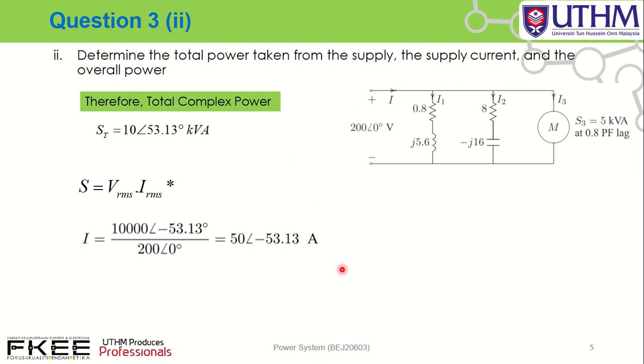The next question is to determine the total power factor seen from the source. Since the total complex power is 10 angle 53.13, the power factor seen from the source equals cos theta, equal to 0.6 lagging. Why lagging? Because the angle of the complex power is positive, which is an inductive load, lagging power factor. So I think that's all for question number 3. Thank you very much.